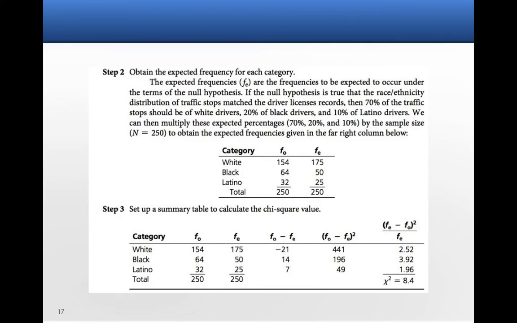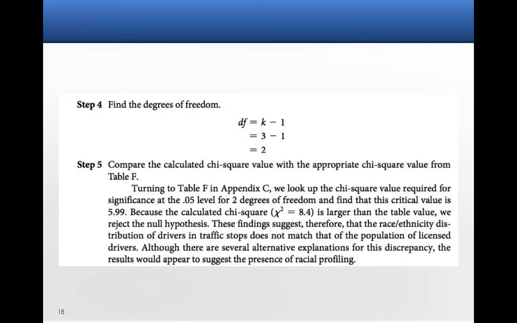So chi-square here is 8.4, right? And the critical value of chi-square that we need is 5.99. So yes, the race ethnicity distribution of drivers in traffic stops does not match that of licensed drivers.